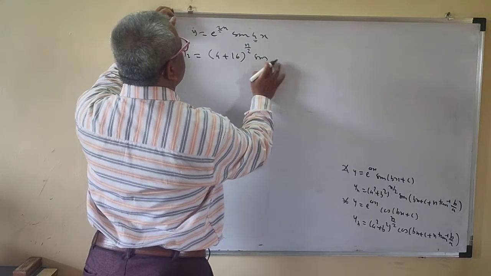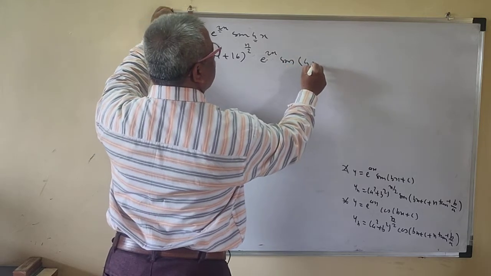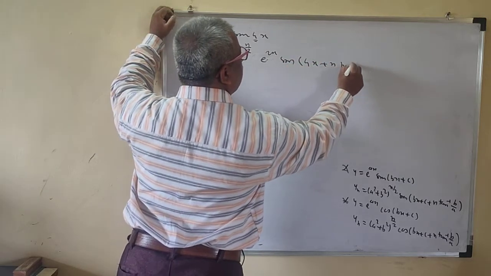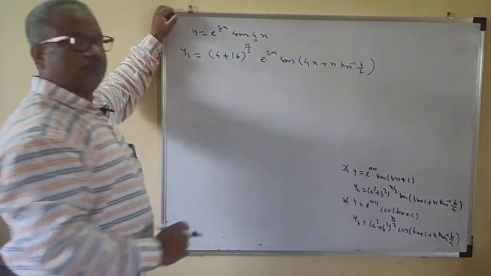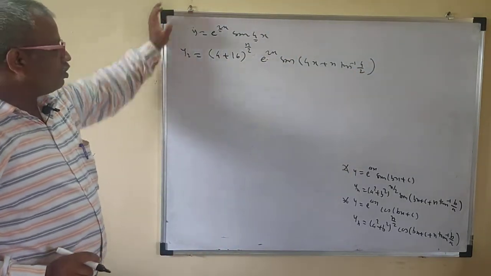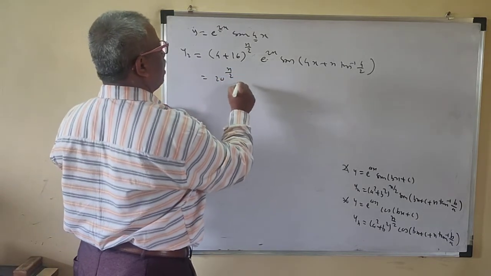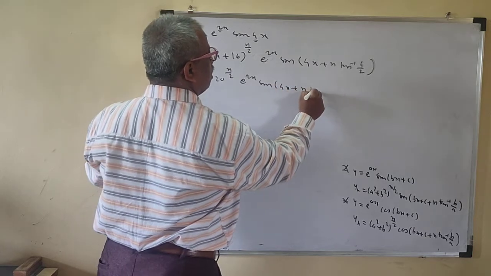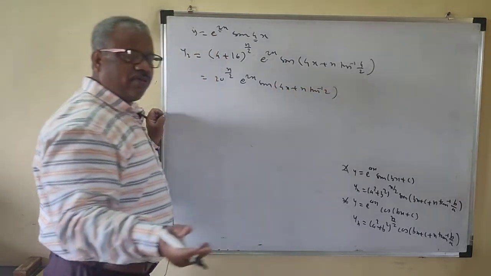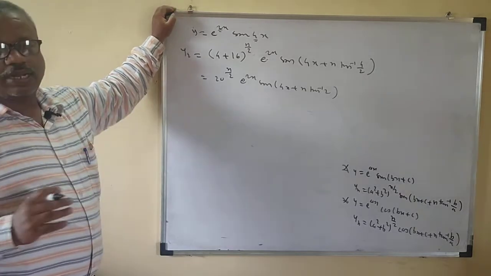So the e raised to twice x stays as it is, sin stays, the angle is also as it is, plus n tan inverse of b by a. What is your b? b is 4 upon 2. So this is 20 raised to n by 2, e raised to twice x sin of 4x plus n tan inverse of 2. We don't know the value of tan inverse of 2, we are keeping this as it is. So this will be your correct option.